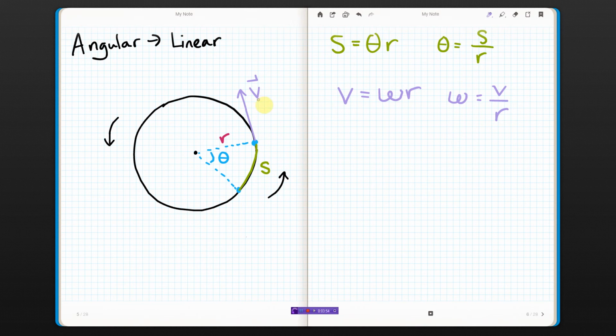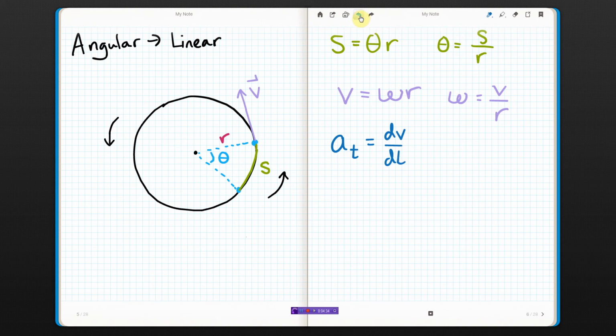Now that v may be changing. So we could also have a linear acceleration. This could be changing, so we're going to call that tangential acceleration, because we actually have two accelerations here. We've got how v could be changing, so I'm going to define that as, when I say tangential acceleration, I mean this.